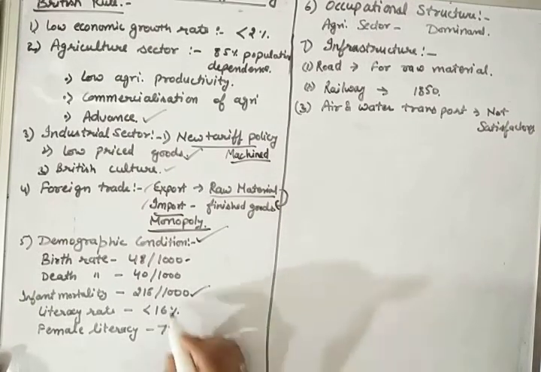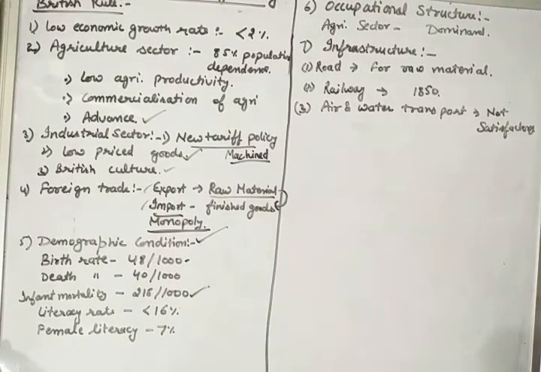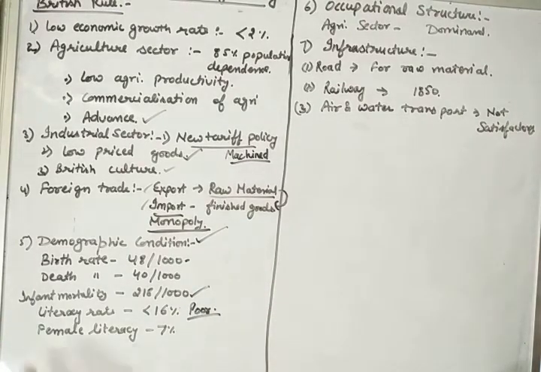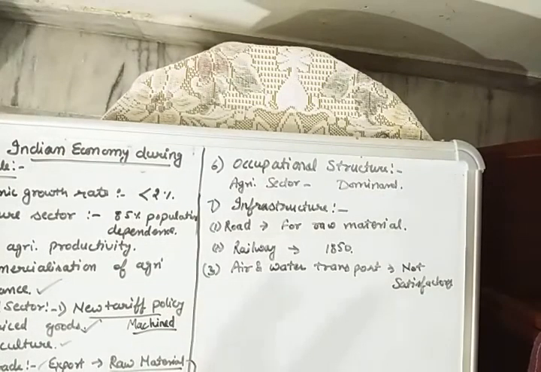The literacy rate at that time was only 16%. That is very poor. Along with that, female literacy at that time was only 7%. That is the data taken from the Indian economy of 1947 or before 1947.